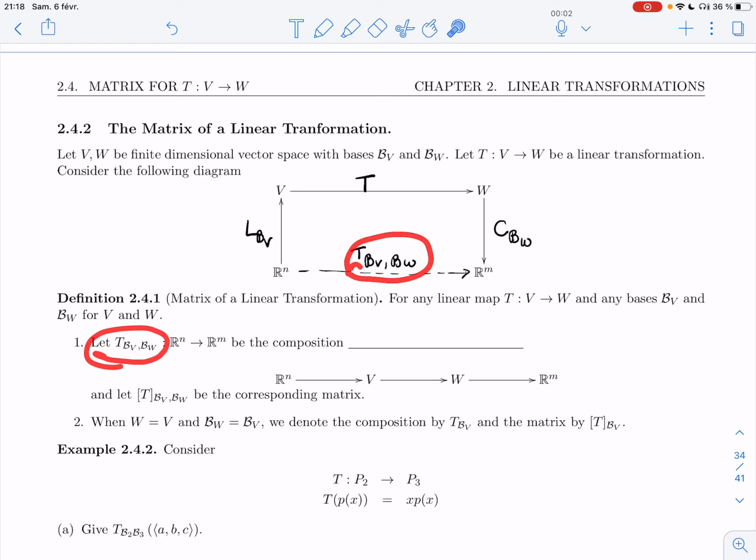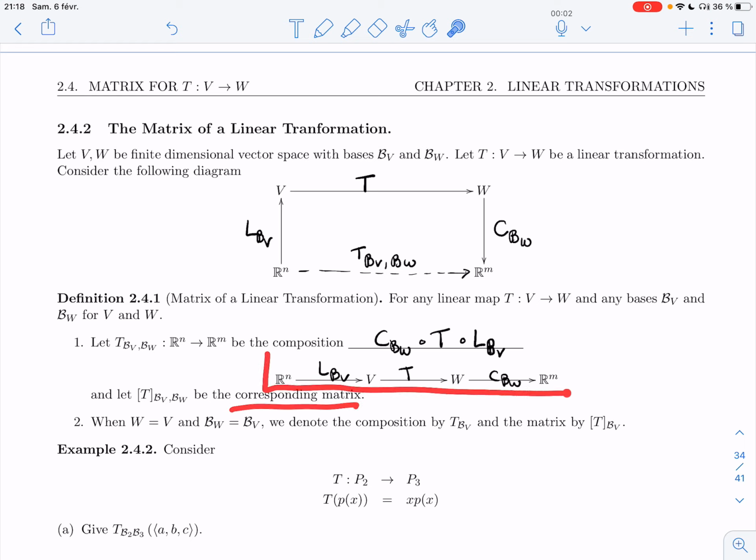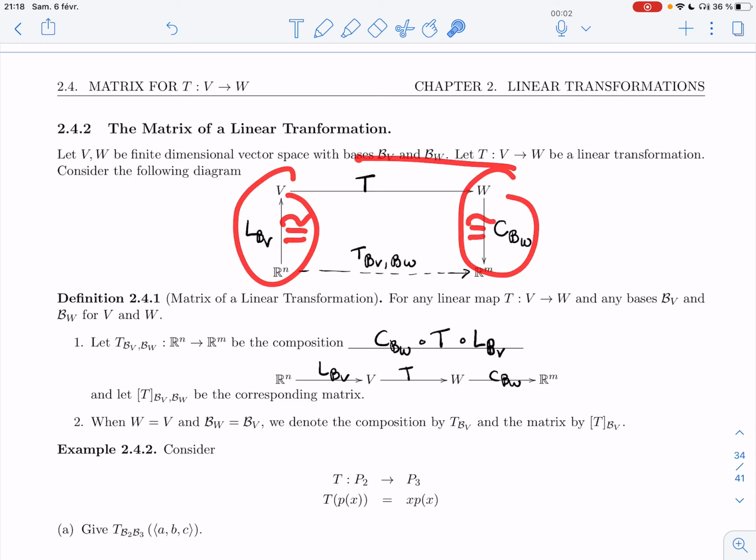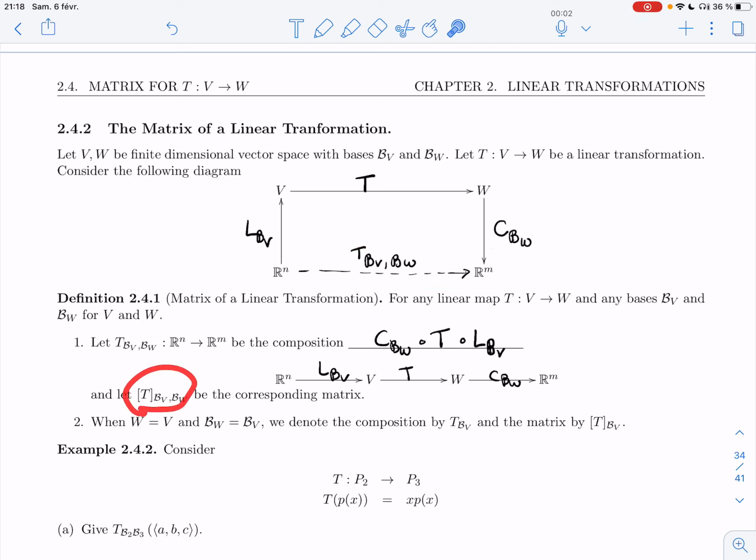We need to give you the two bases. So that's going to be the composition. I'm going to start with L_BV, then T, then the coordinate map from W into Rm. So L_BV, T, C_BW. And I'm going to take T_BV,BW to be the corresponding matrix. I have a linear map between Euclidean spaces now. Using these identifications, I've managed to go from a map between two different, unknown vector spaces to two very well-known vector spaces, Rn and Rm. We have a matrix for that one.